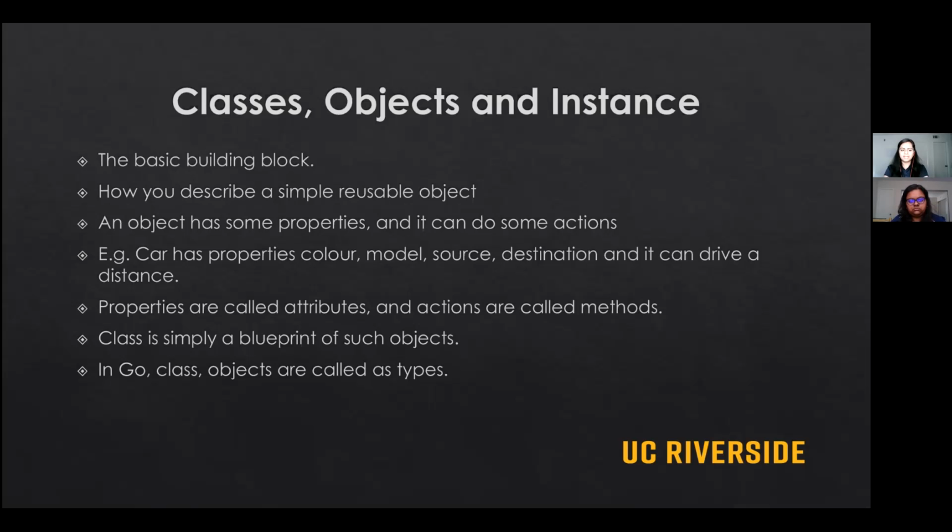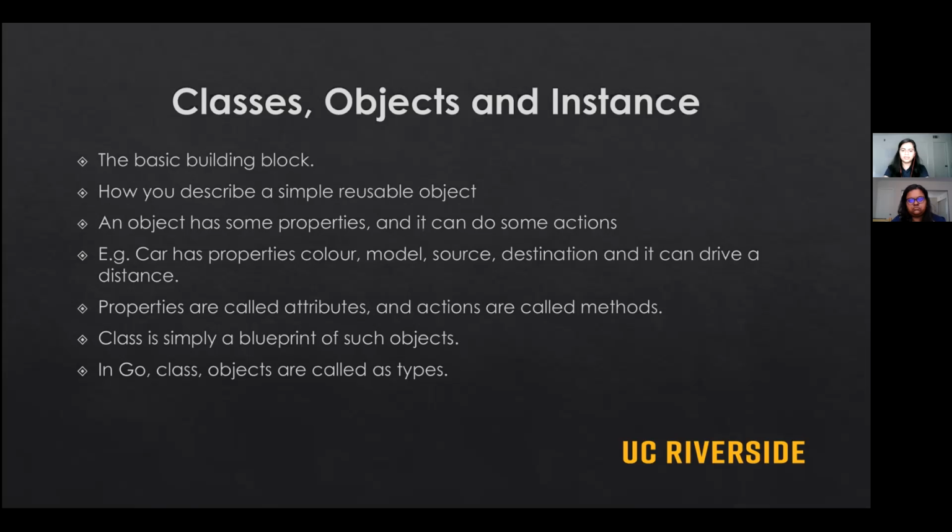And as I described, these properties are called attributes, and the actions that the objects can perform are called methods. Attributes and methods are retained as they are in the Go language, because they are very basic. We cannot do away with them. So this is about objects, and a class is basically a description of these objects.